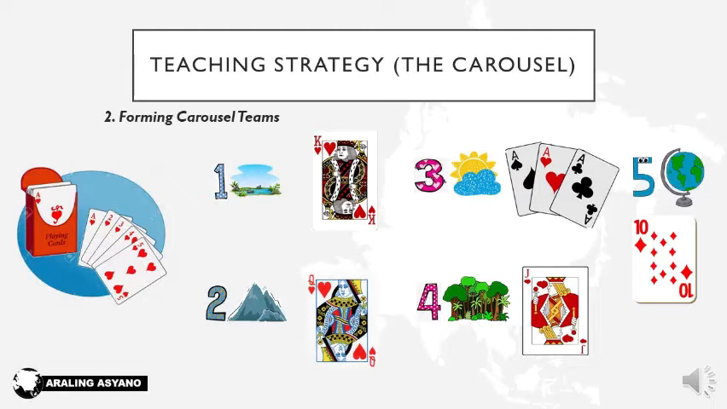There will be kings, queens, aces, jacks, and tens. And each of them will be assigned to different learning stations. Kings go to 1, queens to 2, aces to 3, jacks to 4, and tens to 5. Now it's time for the groups to go to their designated learning stations because the carousel ride will now begin as we proceed to step number 3.